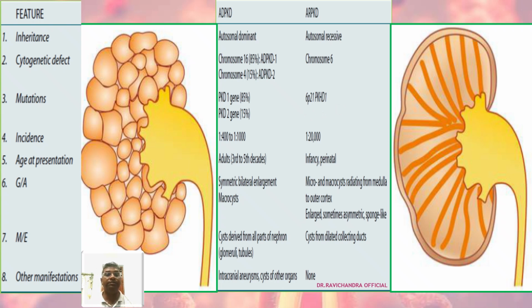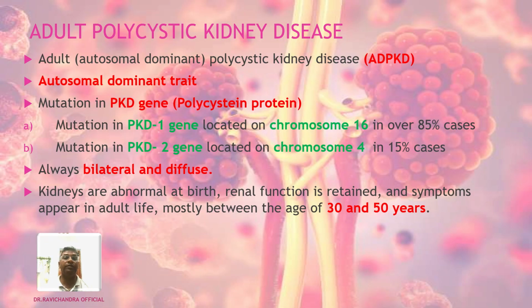We will discuss adult polycystic kidney disease. This can be asked as a 6 marks question or a 3 marks question. Most of the times in the universities, they will ask you renal cystic diseases or cystic diseases of the kidney. Then you have to write both the autosomal dominant and autosomal recessive polycystic kidney disease.